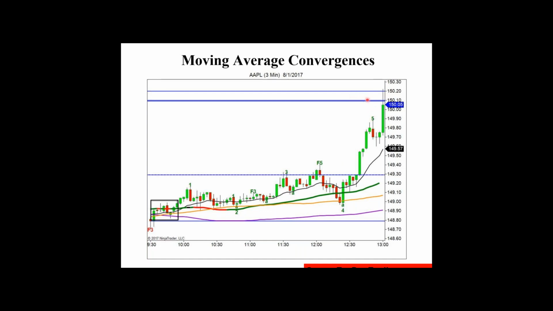Here we've got a double cluster of resistance. There's another level of resistance. We just get a wick up here. I'm just going to get out right there. Now, did it go further? I don't even remember, but I don't care.